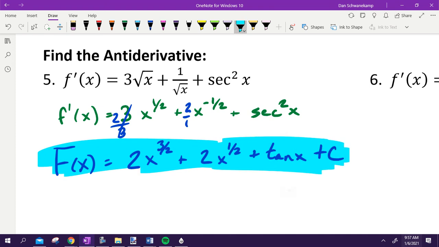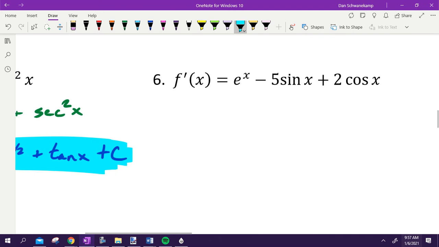Let's keep going. You're doing well. We got 3 left. Okay. Number 6. f prime of x is equal to that. We are trying to find capital F of x. Talk with your neighbor, brainstorm, think about it, go. We're finding the antiderivative of e to the x. What, when you take the derivative of it, would get you e to the x?